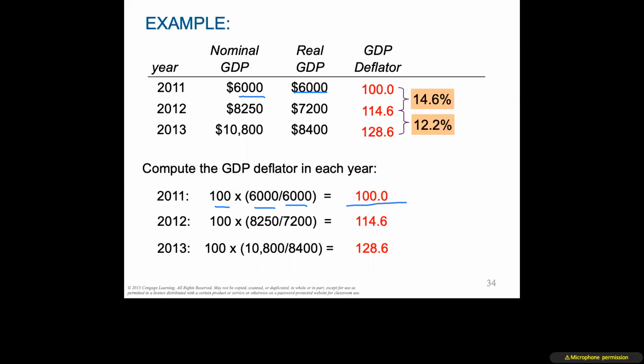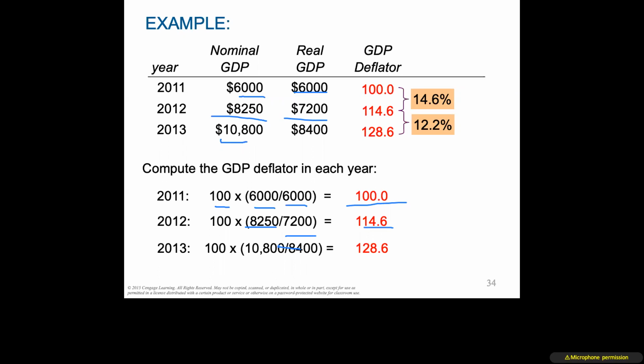Now let's look at 2012. What's happened in 2012? Here's the nominal GDP. Go down, and we're going to find the nominal GDP here. What is the real GDP? That was the one that we calculated using 2011 prices. We put that down here. Now, look at that. We have a GDP deflator.